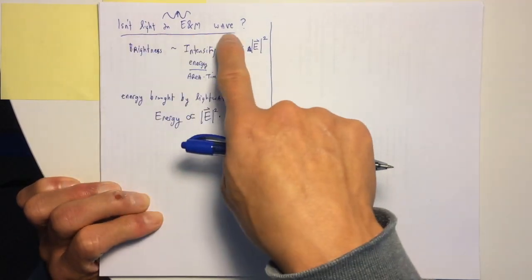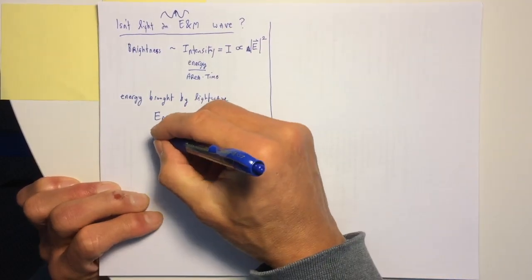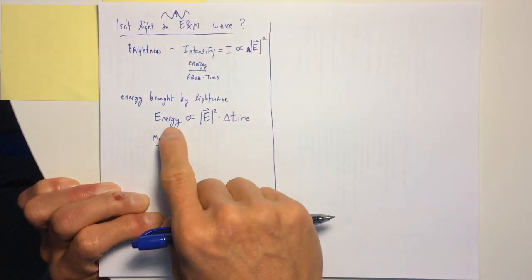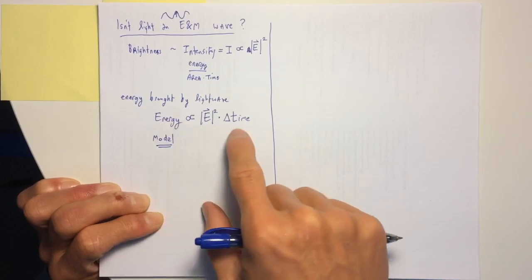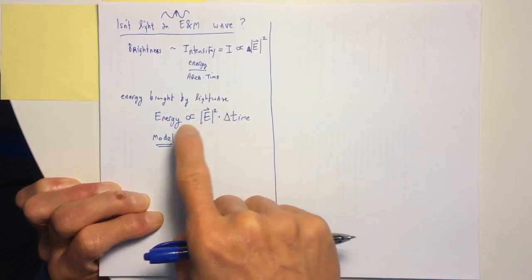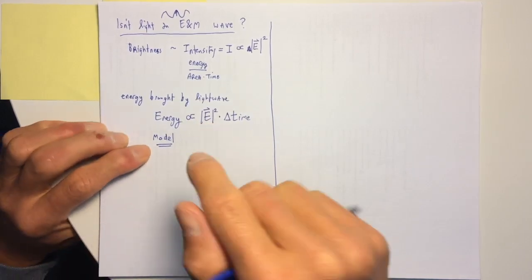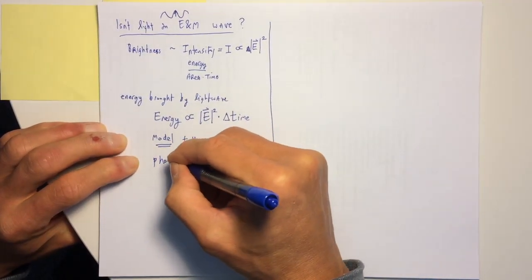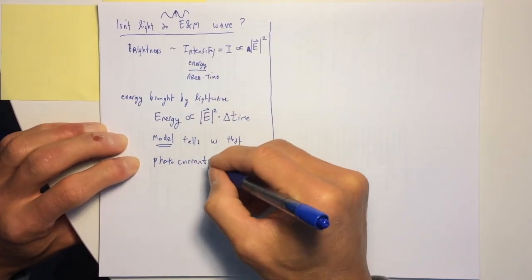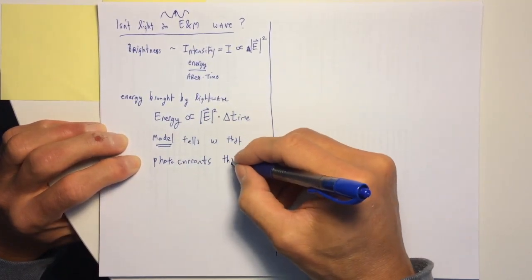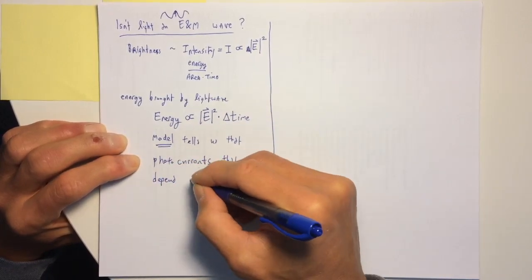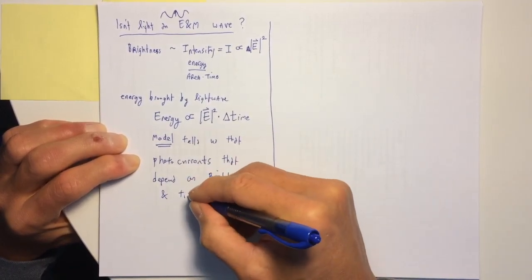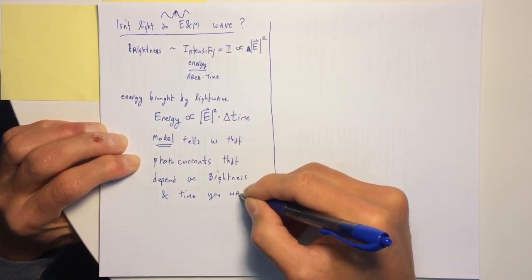So for electromagnetic waves, this is how we would model how light waves bring energy and liberate electrons. It seems to be time dependent, and it also seems to be brightness dependent. The model tells us that we should expect photocurrents, electrons liberated and moving across the gap, that depend on brightness and the time that you wait.